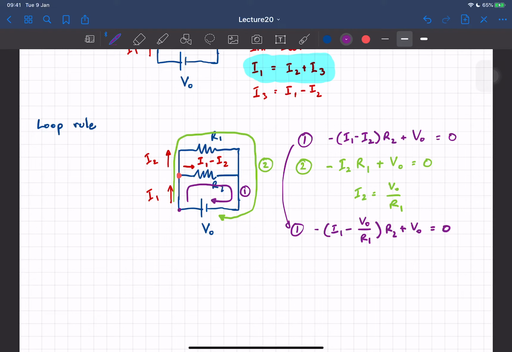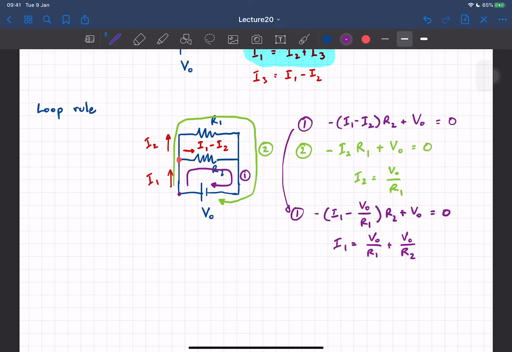And then we want to solve for I1. When you solve for I1, you will see that I1 is equal to V0 divided by R1 plus V0 divided by R2. Okay, so it's just algebra, so I probably don't need to go into any more detail than this.